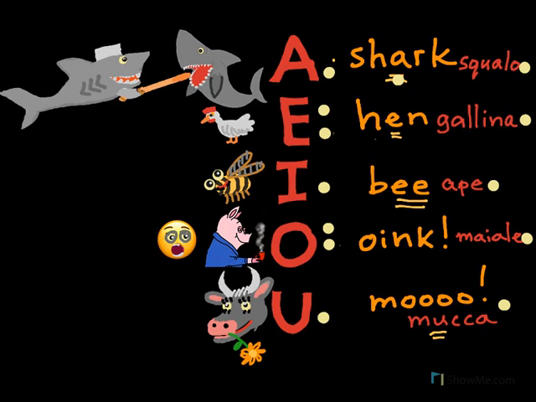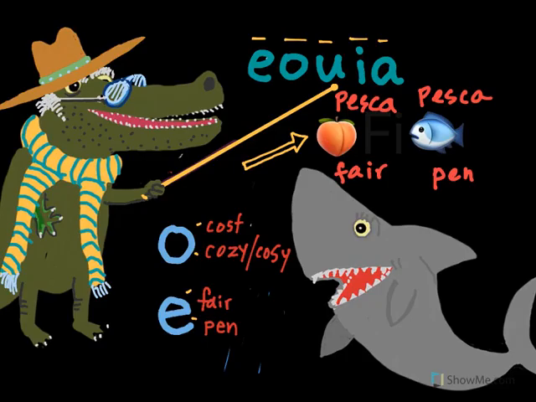All right. So the Italian snappy dresser crocodile was teaching the shark how to pronounce Italian vowels. I put for you here the example of the open and closed Italian E. As I said, this E has 2 sounds. For example, in one case, you have pesca, and it is the open E, pesca as an English word fair. And then you have pesca, and it is a closed E as an English word pen.